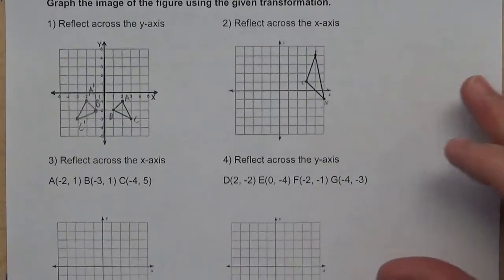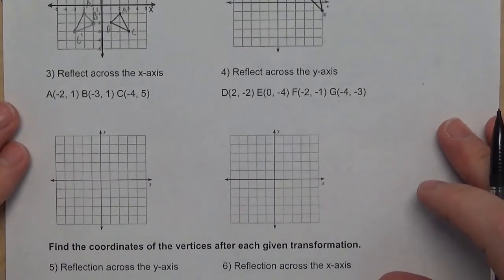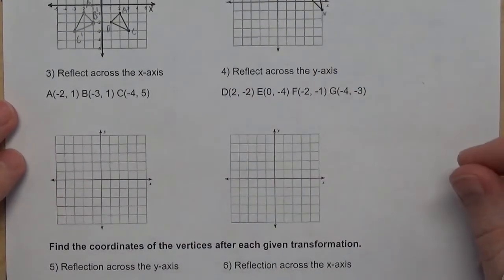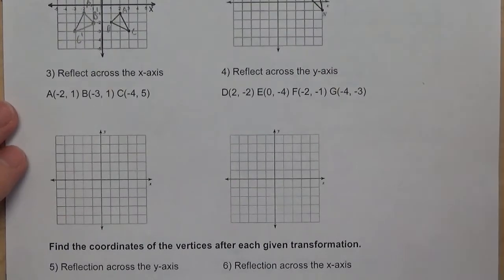Number 3, or skip number 2, we'll do that one in class. Number 3 says reflect across the x-axis, but it doesn't have the figure there yet. So we have to graph it first, and then reflect it across the x-axis. So let's go ahead and put these points on here.